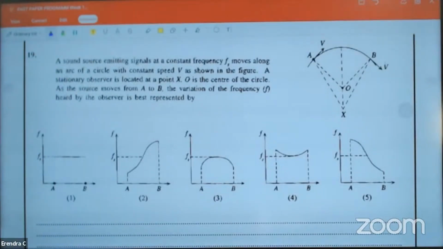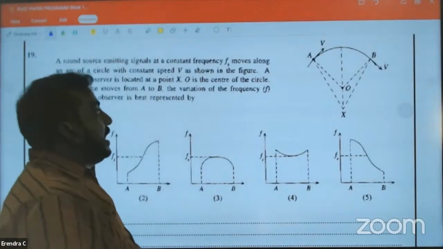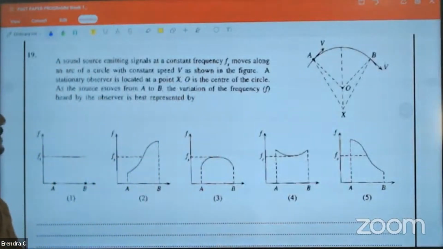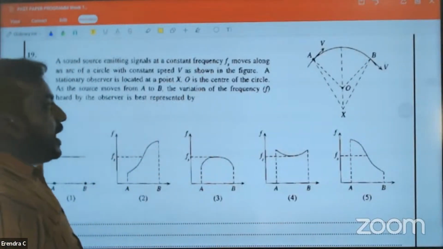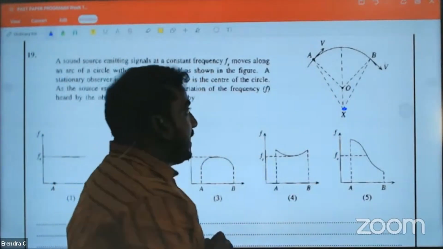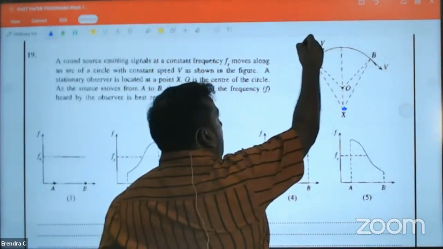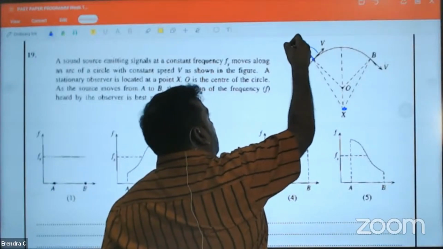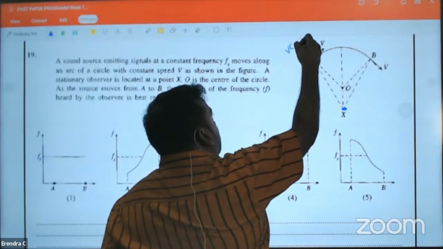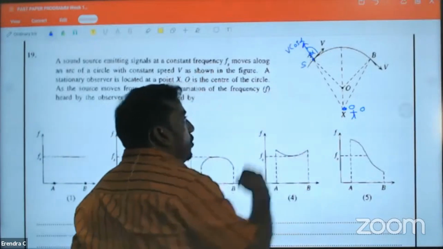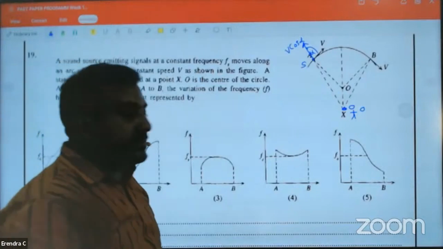A sound source emitting signals at constant frequency Fs is moving along an arc of a circle. A stationary observer is located at point X. You can see he's away from the center. If you take components along the straight line, this angle is acute. It's like the source is going away, V cos alpha. Source is going away means frequency will reduce.